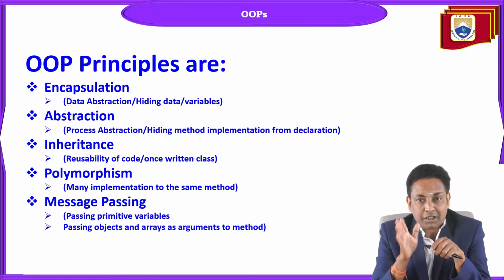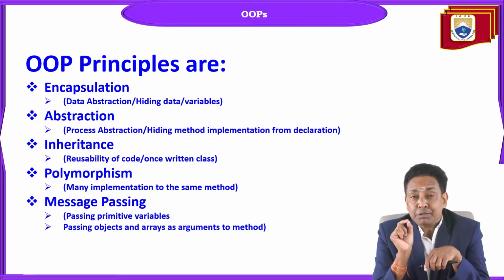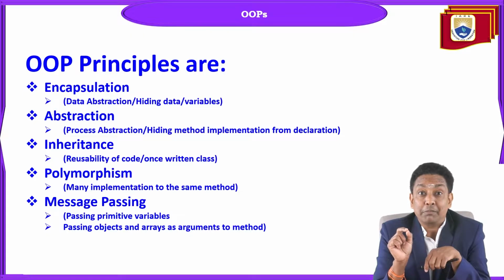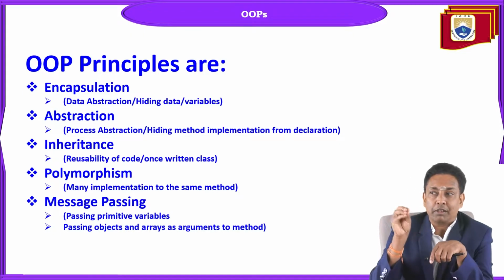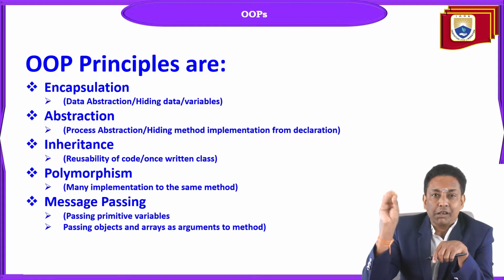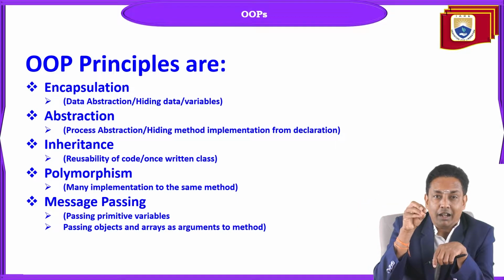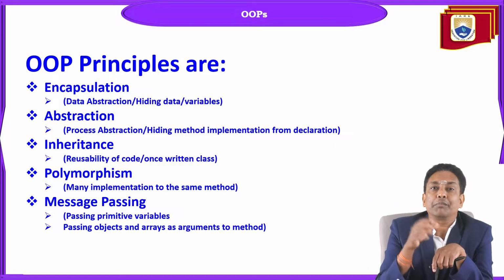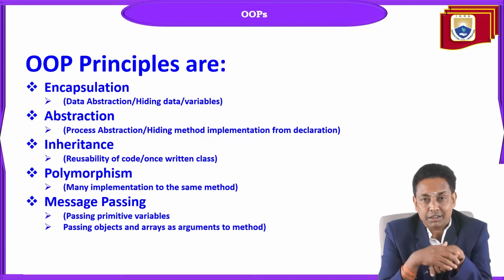That we'll discuss in the abstraction topic. Abstraction, the process of abstraction, hides the method implementation from the declaration. Only the method declaration will be exposed to the client, and the implementation will be completely hidden from the users, from the clients.